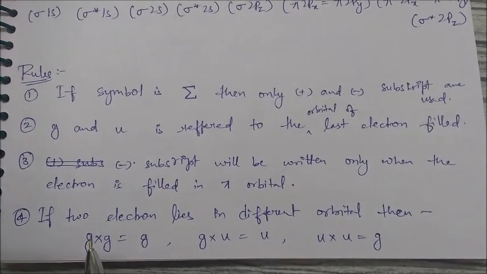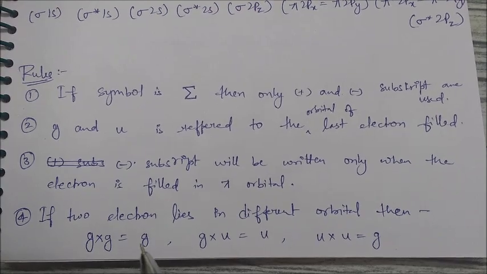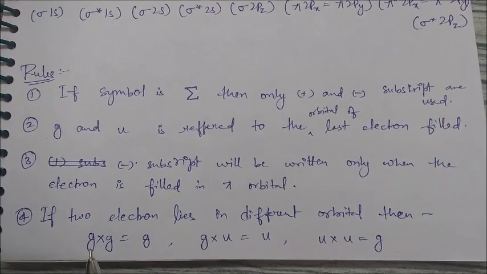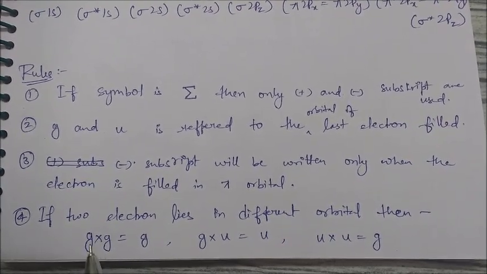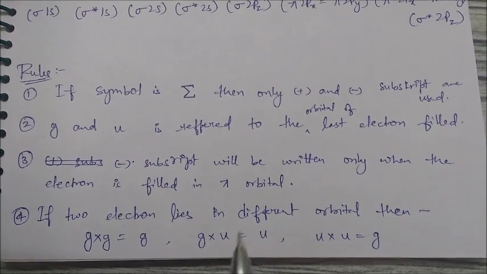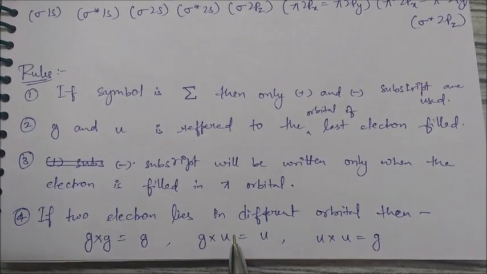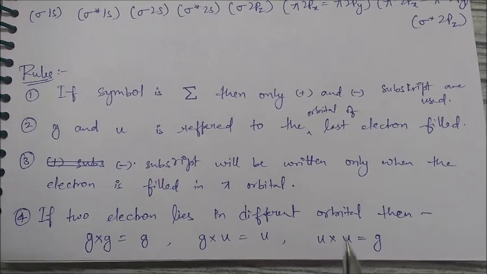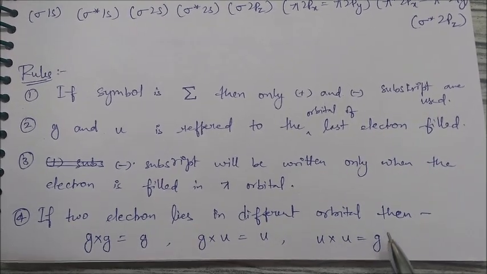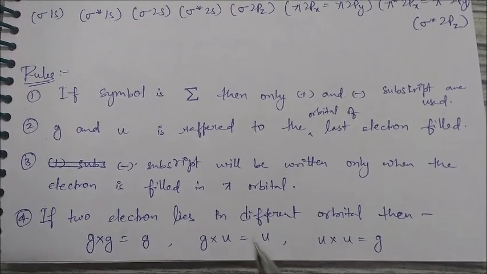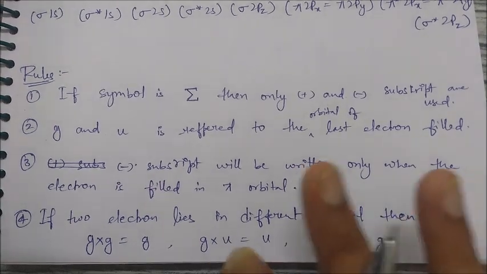And if two unpaired electrons are present in different orbitals, then we have to consider the symmetry of both orbitals. If both of them are gerade, the total will be gerade. If one of them is gerade and the other is ungerade, that will give you ungerade. If both of them are ungerade, that will give you gerade. So these 4 points you have to keep in mind to do this question.